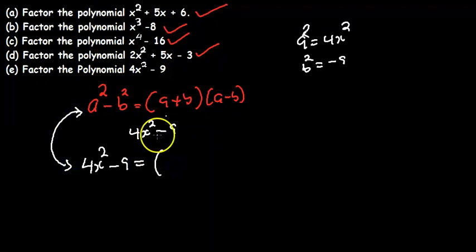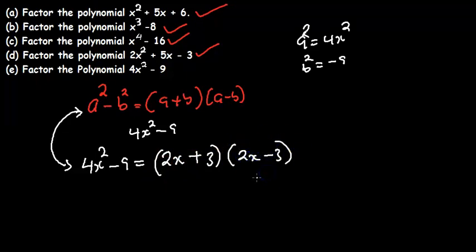This is simply going to be a. If a to the power of 2 is 4x to the power of 2, then a alone, without the square, is simply going to be 2x. Plus b to the power of 2 is equal to 9, then b without the square root is simply going to be 3. So this is simply going to be (2x + 3)(2x − 3). And this is it for this problem.